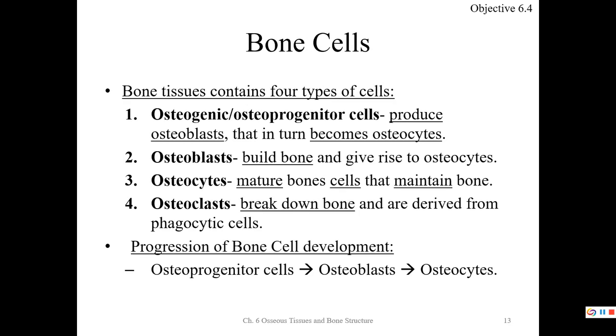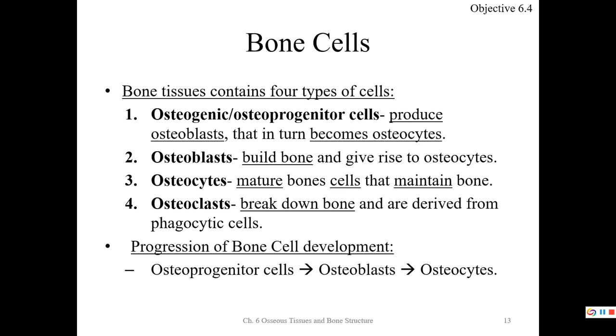All right. Now, bone cells come in a progression. We have osteoprogenitor cells, sometimes called osteogenic. When I learned them, I learned it as osteoprogenitor, so I always want to say osteoprogenitor first. An osteogenic or osteoprogenitor cell produces an osteoblast, and the osteoblast becomes an osteocyte. Now, an osteoblast builds bone. They ultimately give rise to osteocytes. The osteocyte is a mature osteoblast. So you have osteoprogenitor cell, osteoblast, osteocyte. Osteoclasts are derived from phagocytic cells, so they aren't derived from the osteoprogenitor, osteoblast, osteocyte.